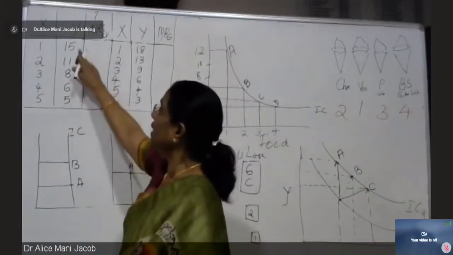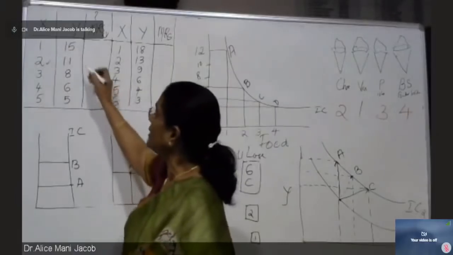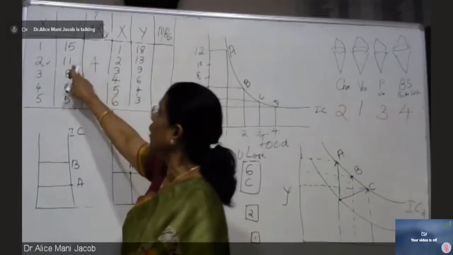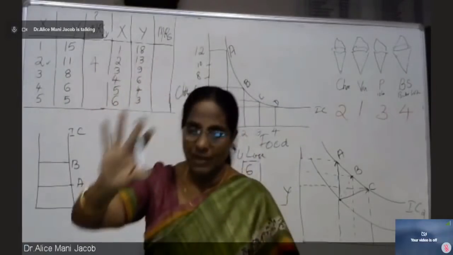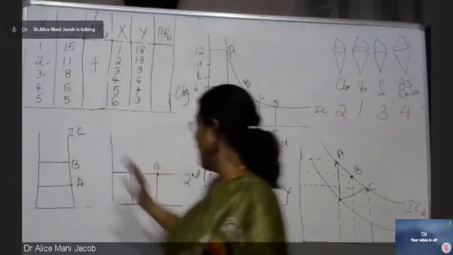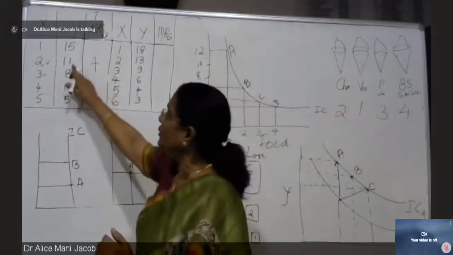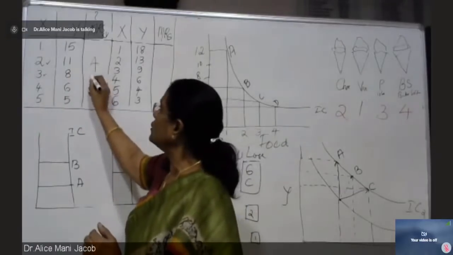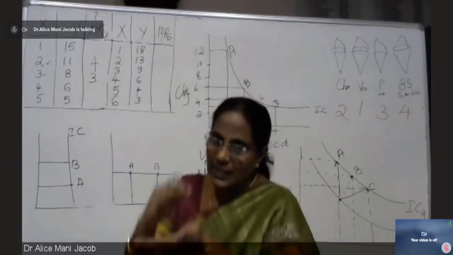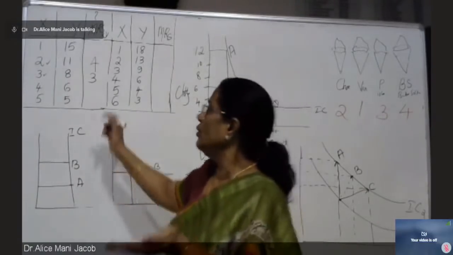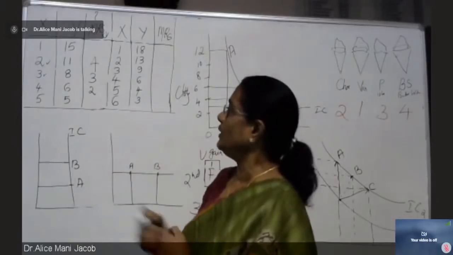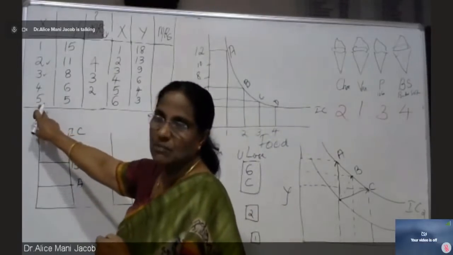Here, of course, there is no giving up. For the second unit of X, you are willing to give up 4 units. How? 15. Now we have only 11. That means you have given up 4 units. For the third unit, the addition is less, and so you are willing to give up less. Now you have 8, which means you have given up 3 units. The fourth unit of food gives you little less satisfaction, and so you give up only less. That is 2 units you give up. And the fifth unit, you have less because of the law of diminishing marginal utility.